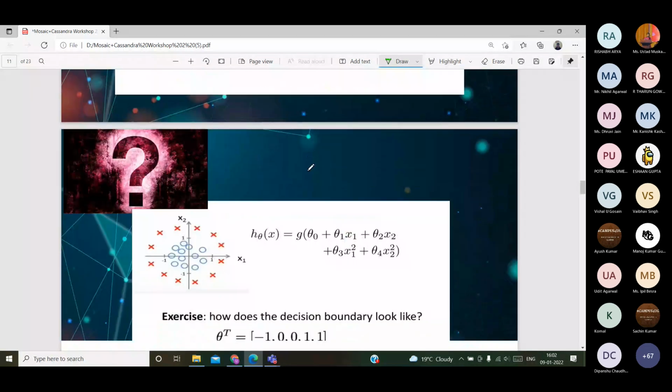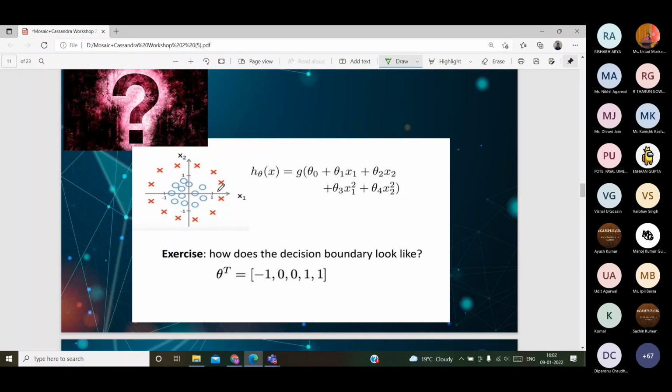Now coming to this part, here is also a data set, and this is a function. Can anybody say what the decision boundary will look like? Anybody having any idea? Yeah, circle. It is the circle.